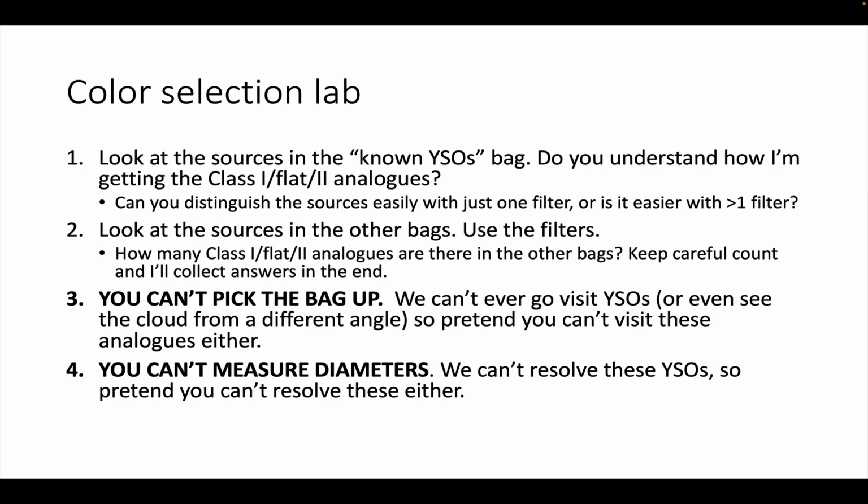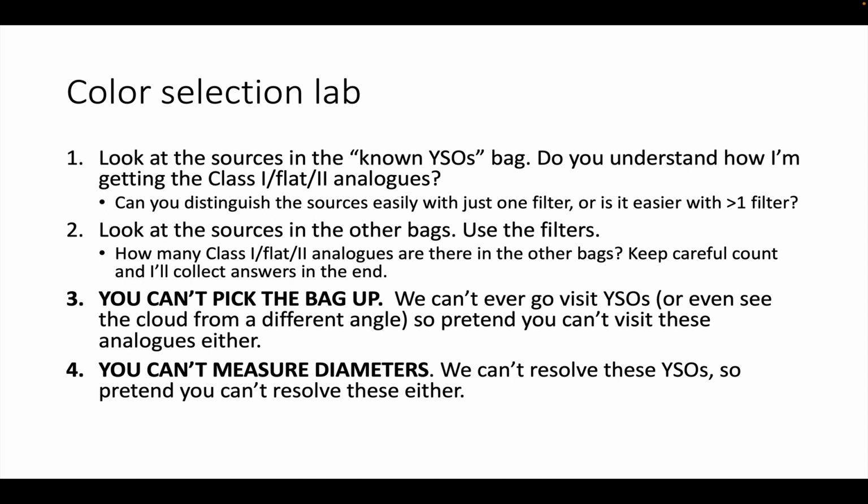So the way that it worked is, okay, we're going to first look at the sources in the known YSO bag. And I gave everyone the little cellophane filters. And I asked them, do you understand how I'm getting the class 1 to flat analogs? And I said you can't touch the bag, you can't turn it around. Can you distinguish the sources easily from each other with just one filter? Or is it easier when you have more than one filter to tell which one is a class 1 and which one is a class 2 and so on? Then I said, okay, let's look at the sources in the other bags and use the filters. How many class 1s, flats, and 2s are there in the other bags? Keep careful count, and I'll collect the answers in the end.